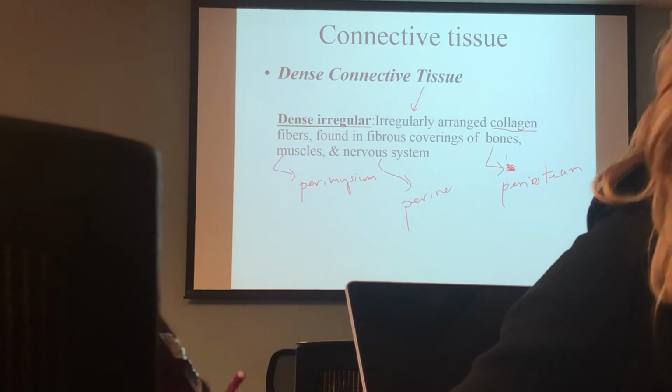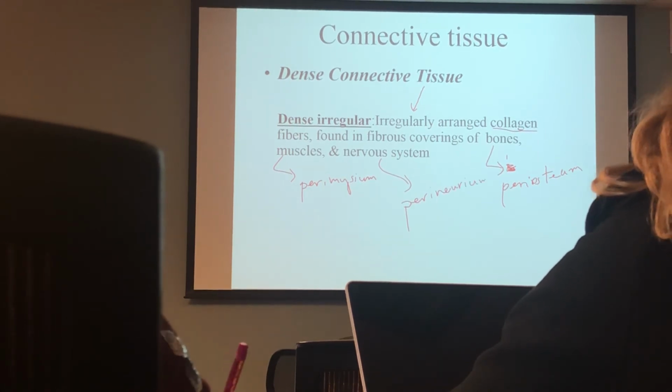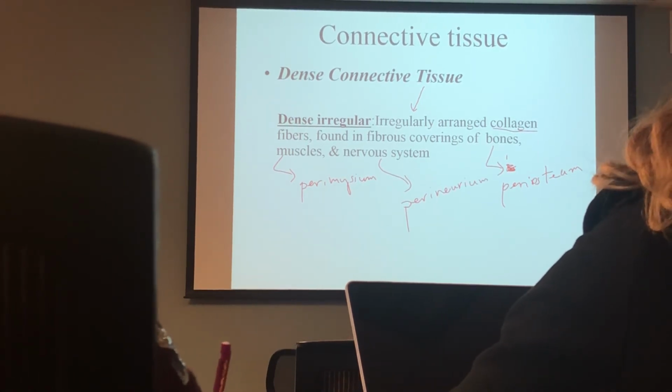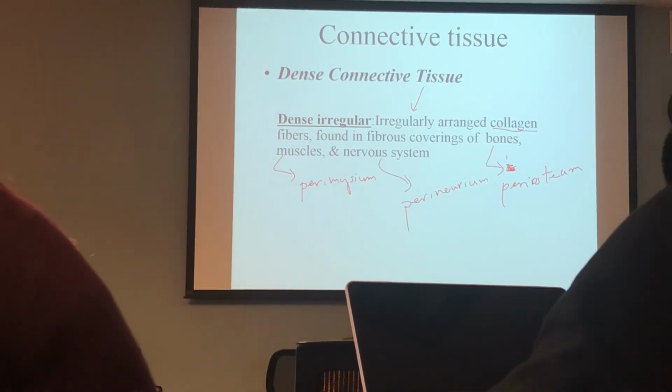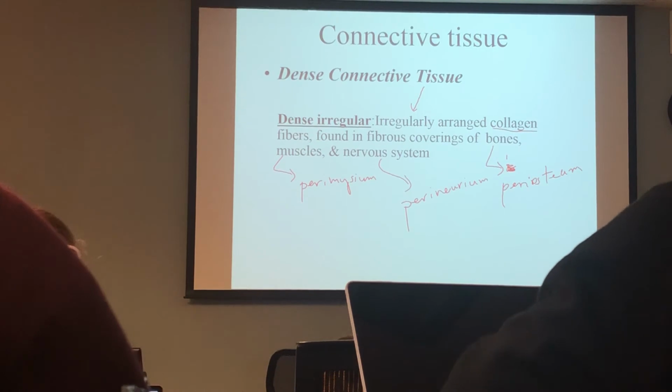Perineurium. That's what surrounds what? Nerves, the nervous system, and so forth, okay? So these are little examples of where you would find dense irregular connective tissue.